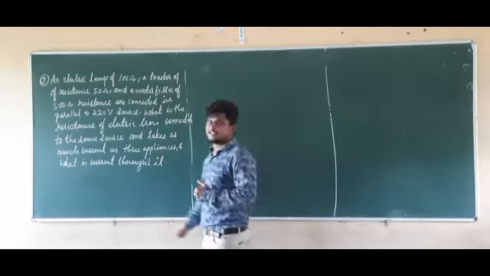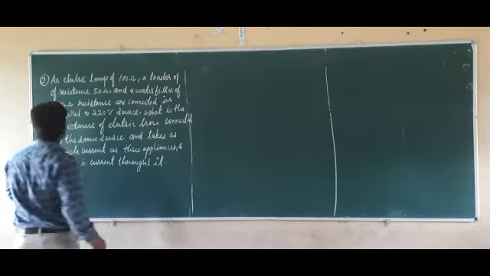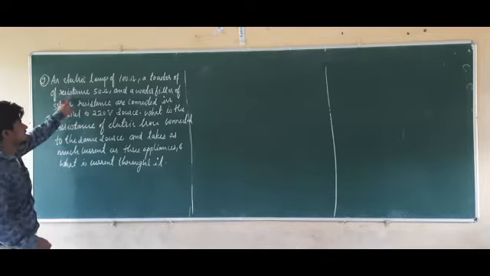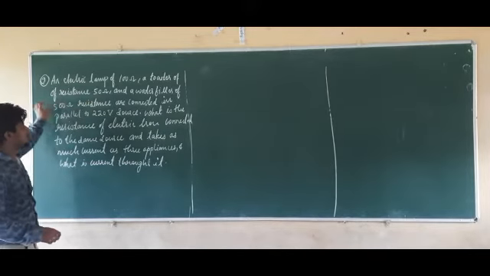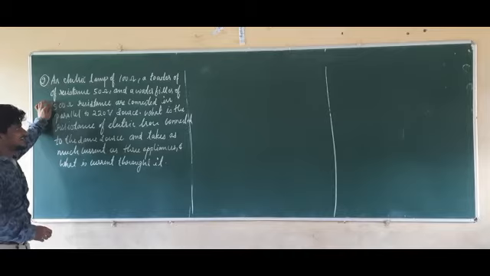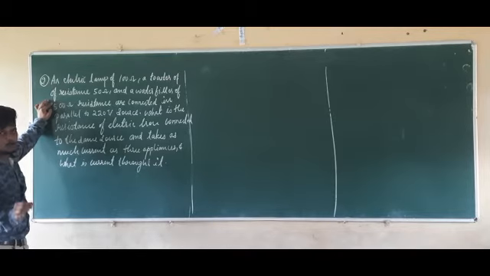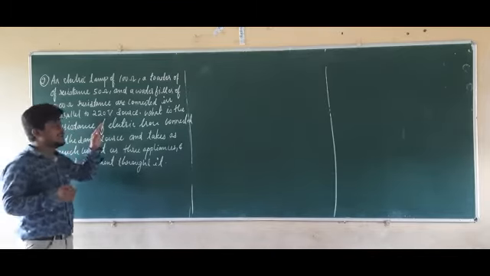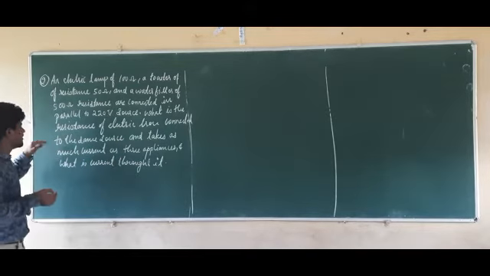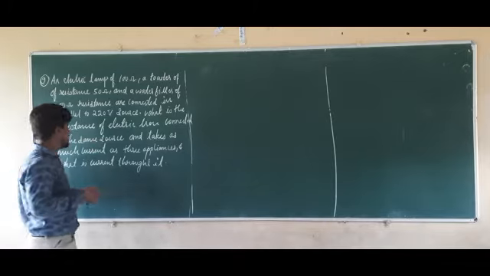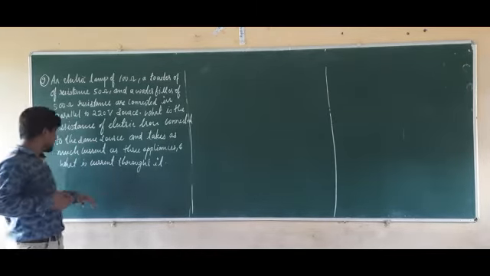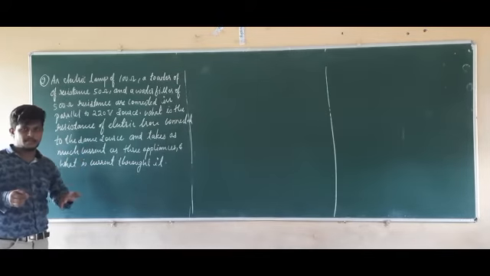Now let us consider the second question here. An electric lamp of 100 ohm, a toaster of resistance 50 ohms and a water filter of 500 ohm resistance are connected in parallel to a 220 volt source. What is the resistance of the electric iron connected to the same source and takes as much current as the appliances? And what is the current through it?